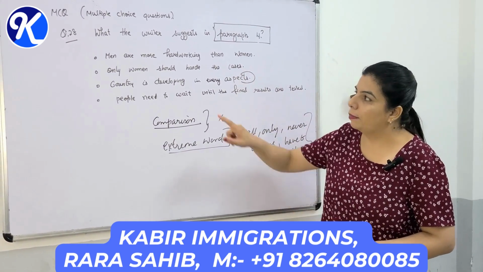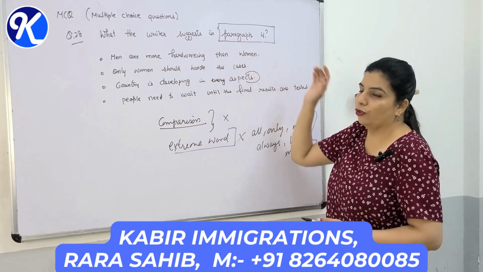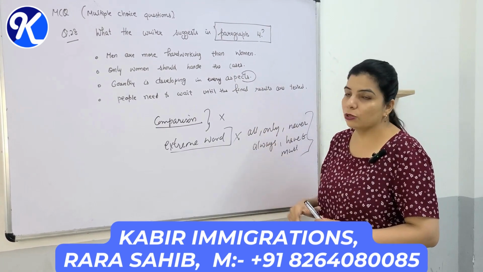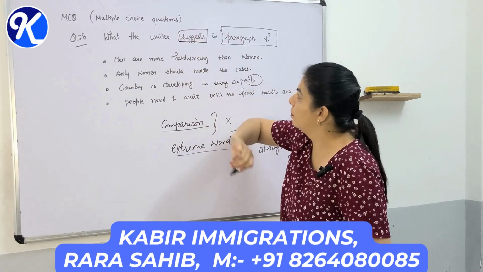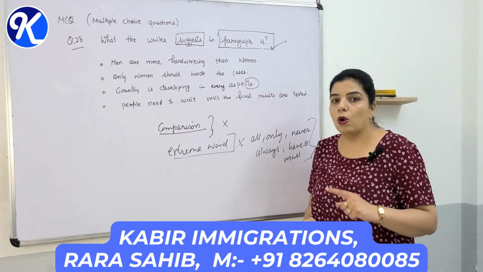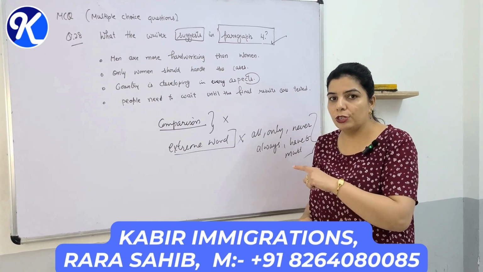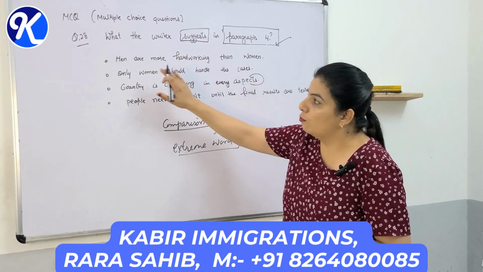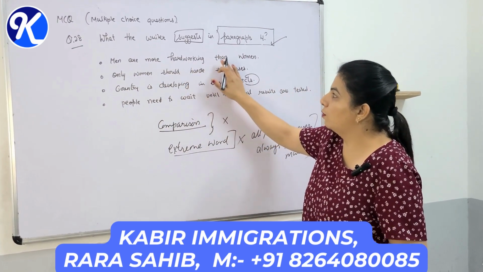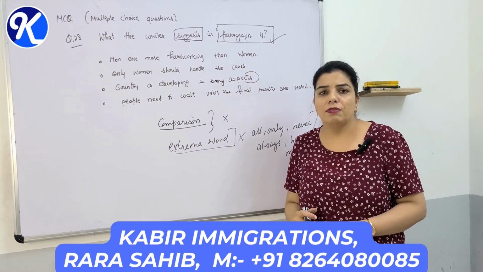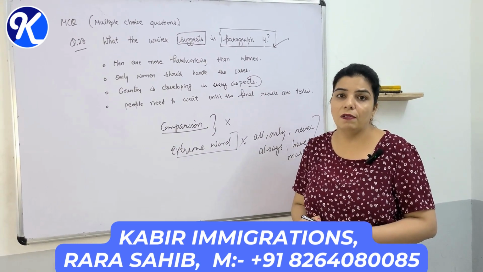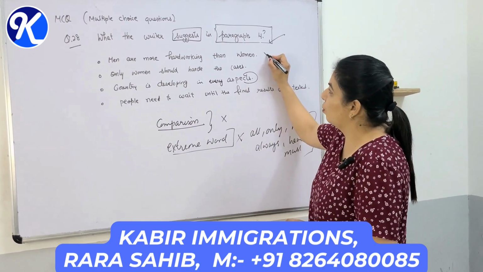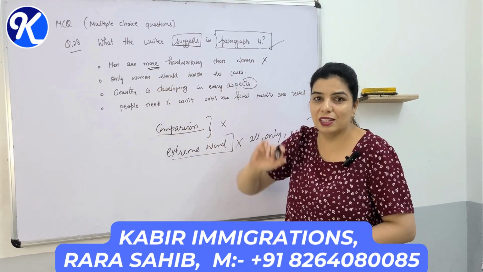Starting with the example: what the writer suggests in paragraph 4. Like all other questions in reading, we are supposed to find the keyword. In this question, suggest is my keyword, and paragraph 4. Don't jump directly to paragraph 4; only when you reach there, sort out the question. In paragraph 4, one option is men are more hardworking than women. Maybe in the paragraph it is mentioned that men were really hardworking, but they haven't compared them with women. So this option cannot be the answer because a comparison is there.